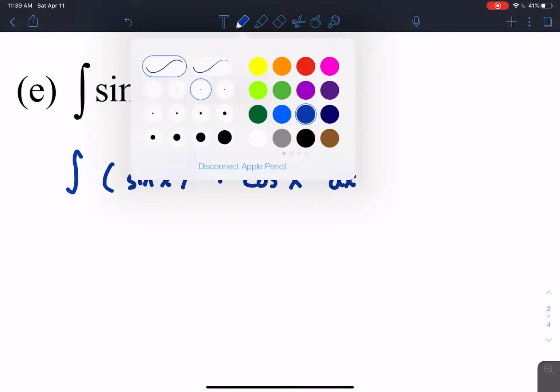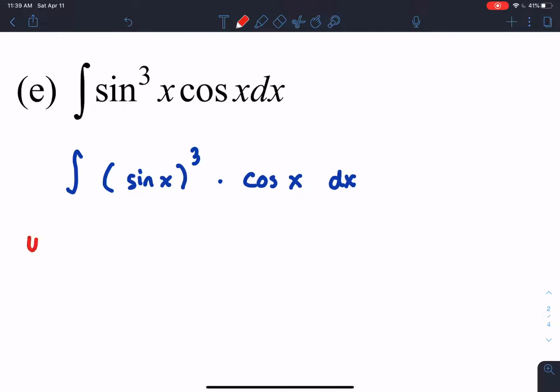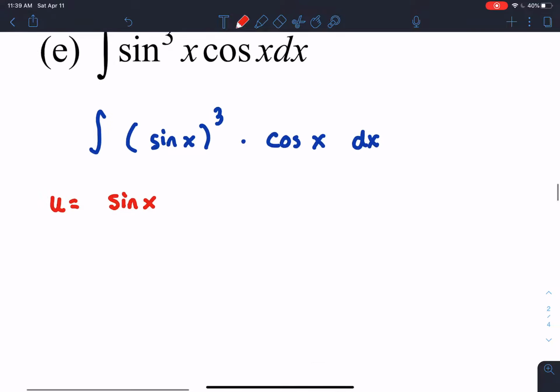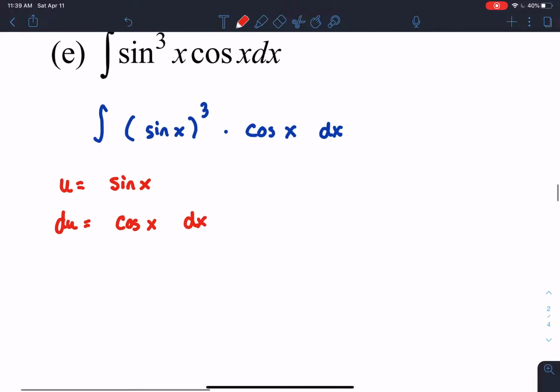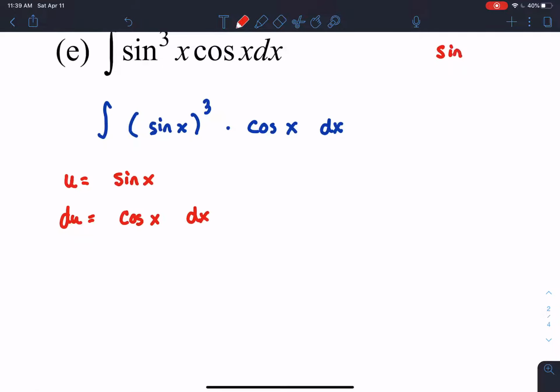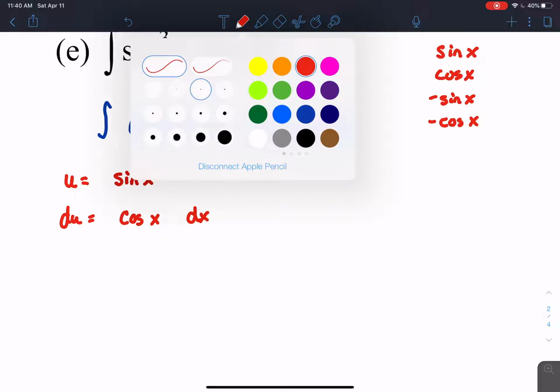Okay, so it should be pretty obvious what your u term is going to be, right? So u is going to be just sine of x, because that's inside the exponent. Then du becomes cosine of x dx. Remember our ladder: sine, cosine, negative sine, negative cosine. If we're doing the derivative, we're going down a step on our ladder. Very nicely, you already have cosine of x dx, so there's really no rewriting that you have to do when you work out the problem.